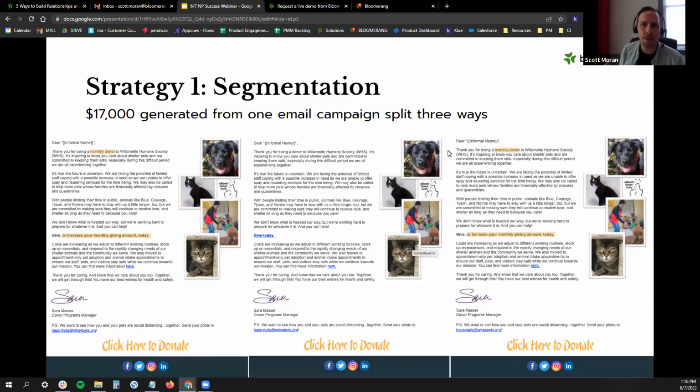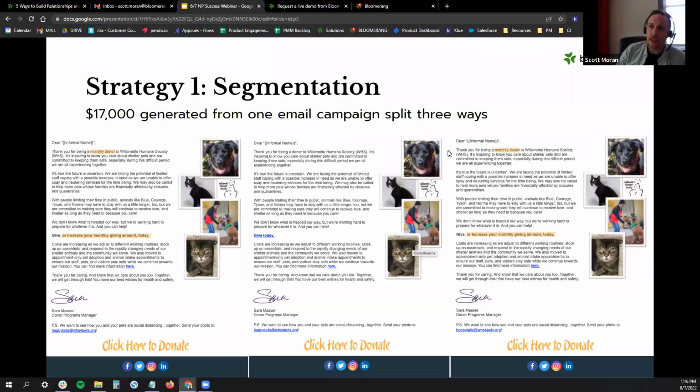This is one of our customers, the Willamette Humane Society. Right here, we have just some email copies. They made three separate emails. Notice that I tried to highlight the differences, which really, they seem to segment by monthly donors, one-time donors, and then they also did monthly donors at a different giving bracket. They were able to generate $17,000 worth of fundraising from this one email campaign split three different ways. So we saw that there's success in just simply segmenting the communication.